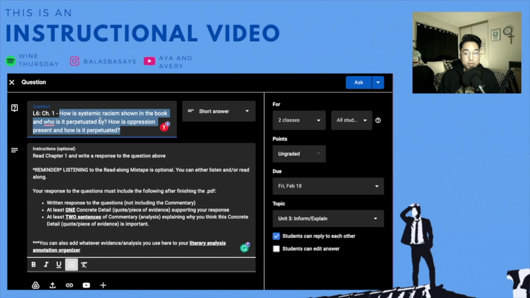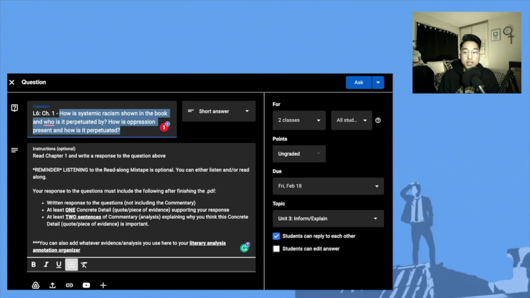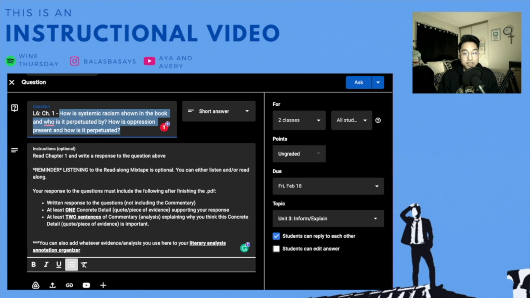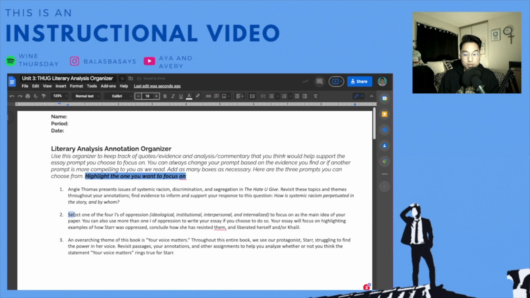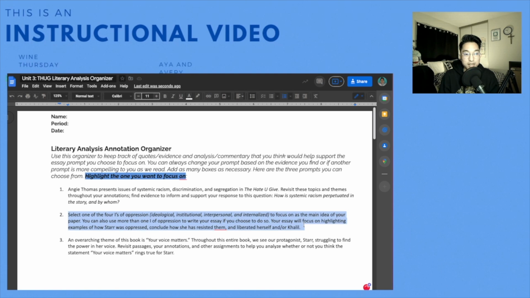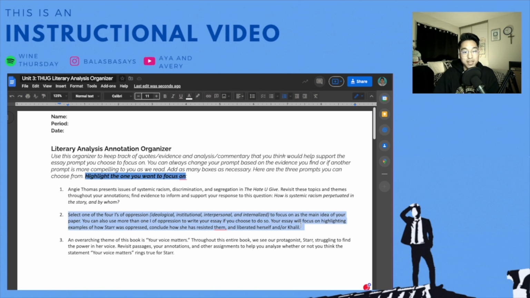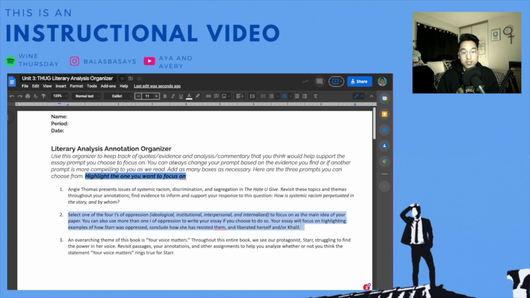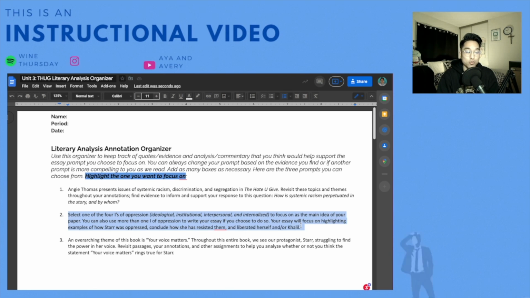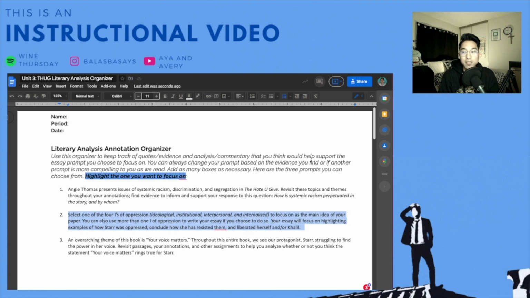For example, this question up here, how is systemic racism shown in the book and who is it perpetuated by? If you align this with your literary analysis organizer, you'll actually notice that prompt number 2 is related to the eyes of oppression. So this is a lot of practice for you to get used to sharing your ideas and putting them together in a logical explanation and your way of thinking. So let's take a look at a student example.